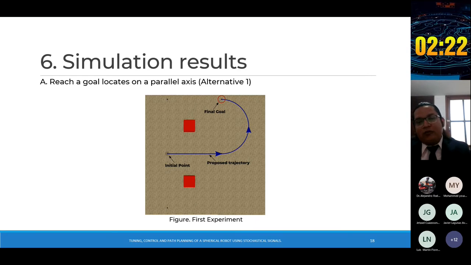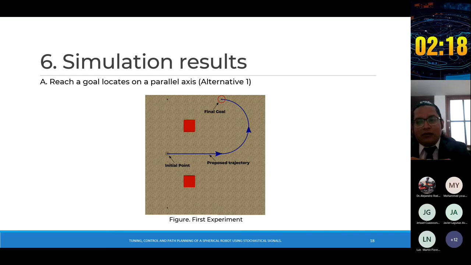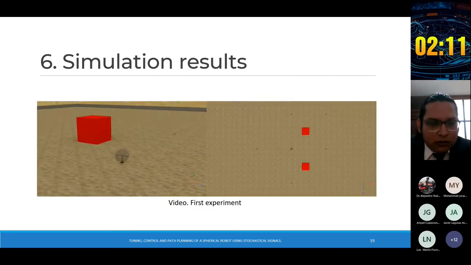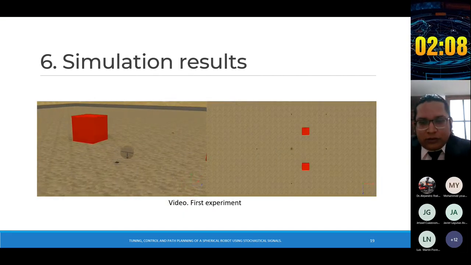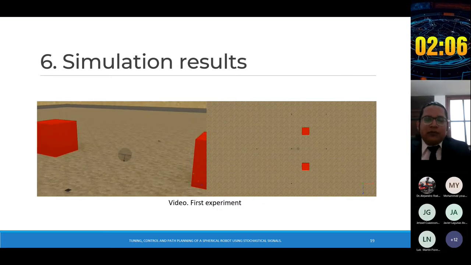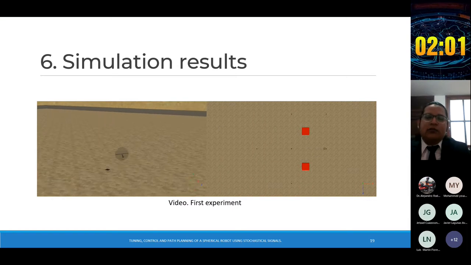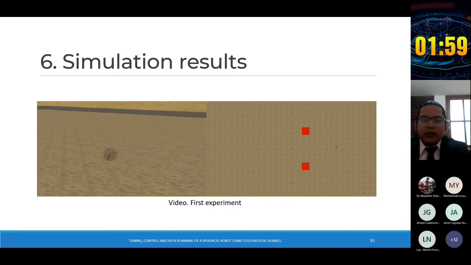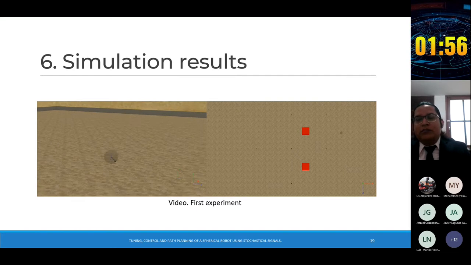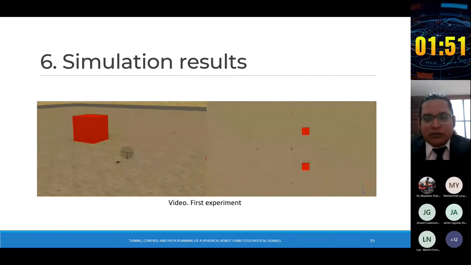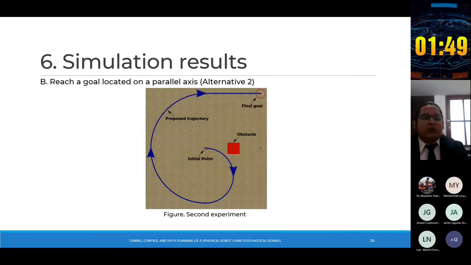So we have to perform longitudinal motion, and once we are located orthogonally to the point that we want to reach, we perform a semicircular motion. So we have some videos of the experiments where we can see that the robot reached the first point that we are proposing, and then performing semicircular trajectories. So it's reaching the points.